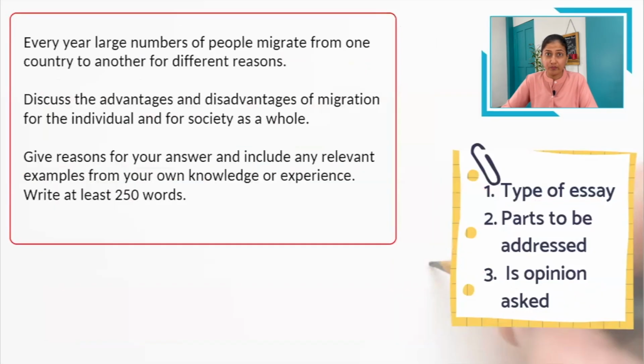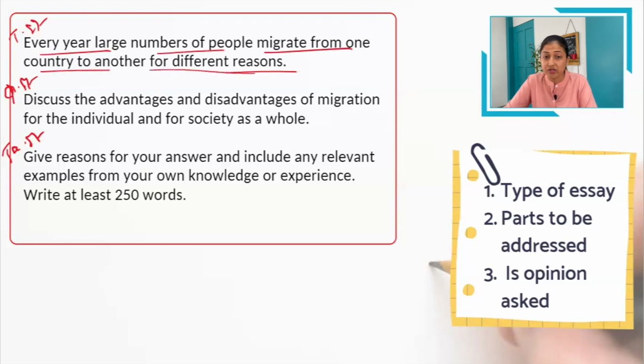Okay. So, the first question here on your screen is, let's look at this. Now, obviously, nobody is going to tell you that this is your topic statement, this is your question statement, and this is your task statement. In your exam, it would be simply written as it is. It won't be given, okay, this is your topic statement, this is your task statement, or a question statement. You have to identify. All right. So, let's read the topic statement quickly. Every year, large number of people migrate from one country to another for different reasons.